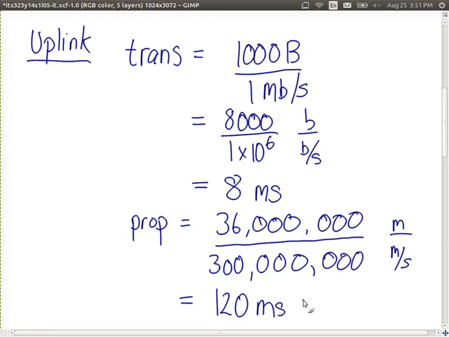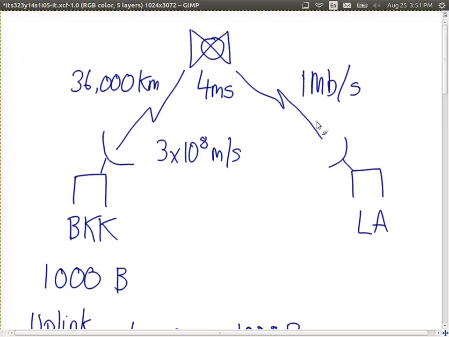Let's record. What do we have on our picture? Processing here is zero. Transmission we have, and I'll just do it, 8 to transmit. 120 to propagate. 4 to process. So that's 8 to transmit up, another 120 for the propagation. So it arrives at time 128, and then 4 milliseconds to process. So we add that on. And then we need to transmit it down. And as you realize, the transmission delay down is the same as up. Same data size, same data rate. So the transmission delay on the downlink is also 8 milliseconds. And the propagation delay, it's the same distance at the speed of light, is another 120.